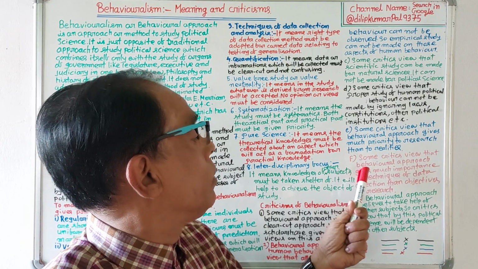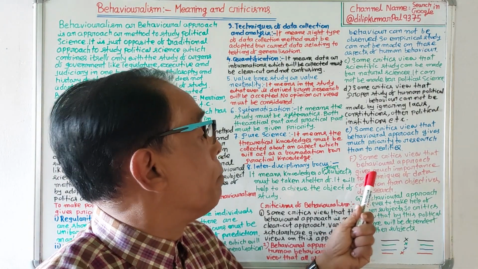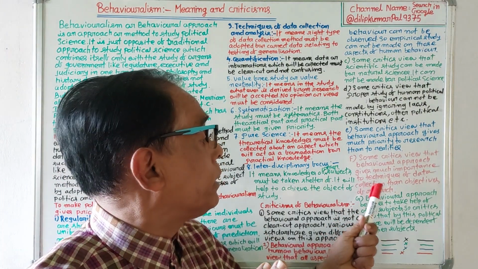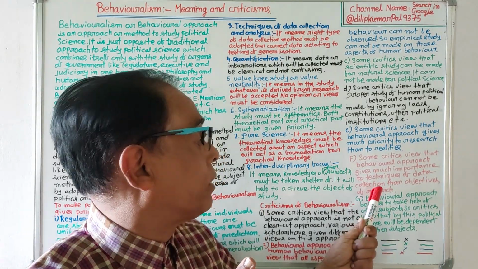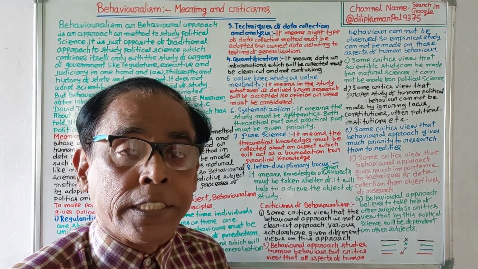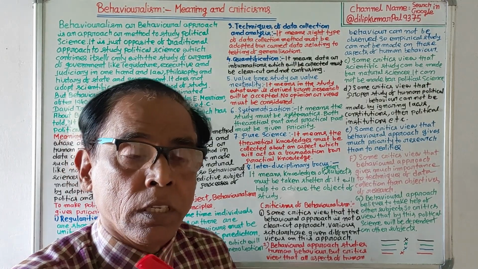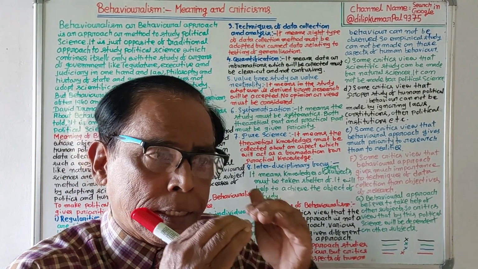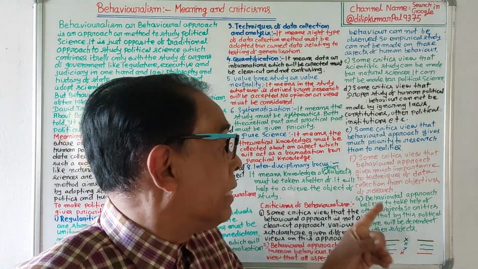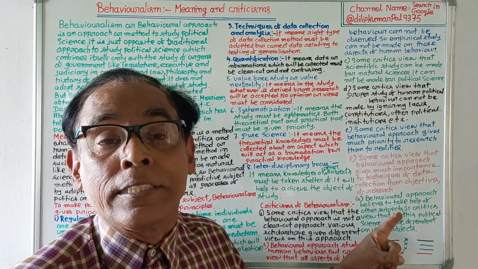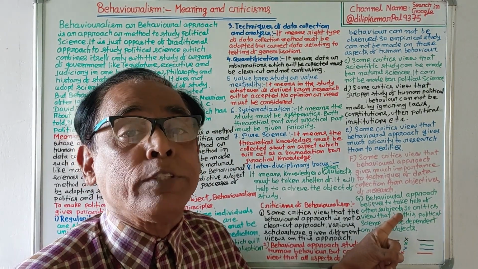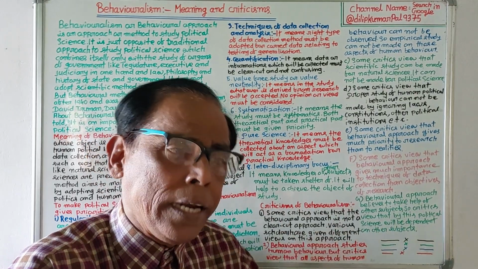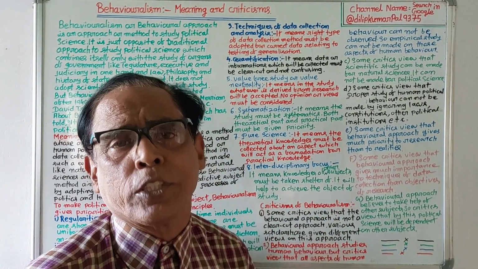Then six. Some critics view that behavioral approach gives much importance to techniques of data collection than objectives of research. Behavioralism gives much importance to techniques of data collection than objectives of research. It doesn't give much importance to the objectives of research. It gives priority to only techniques of research.